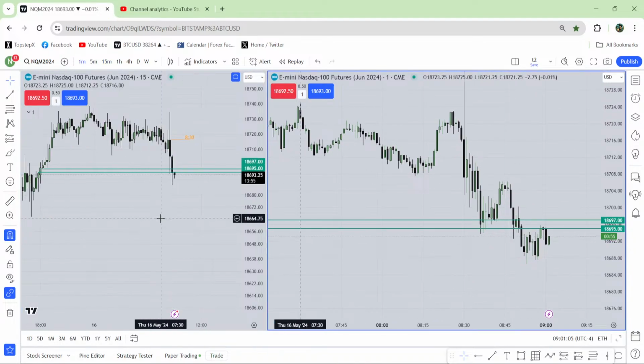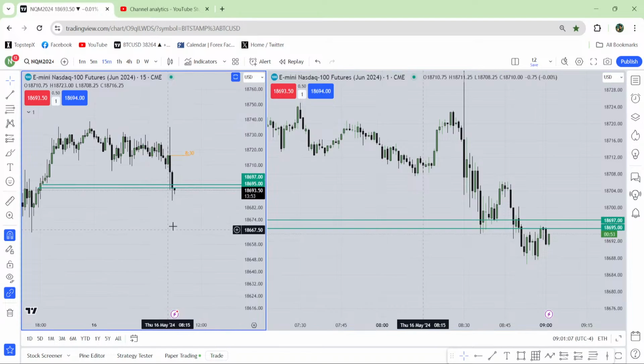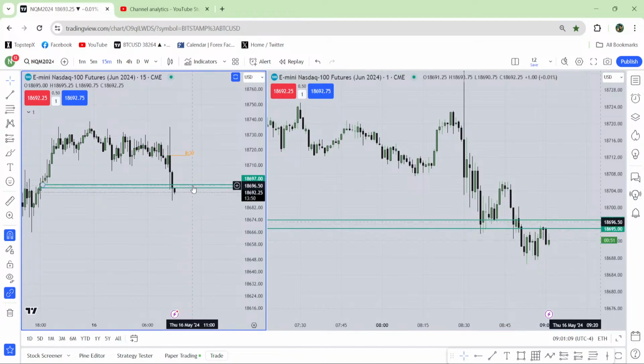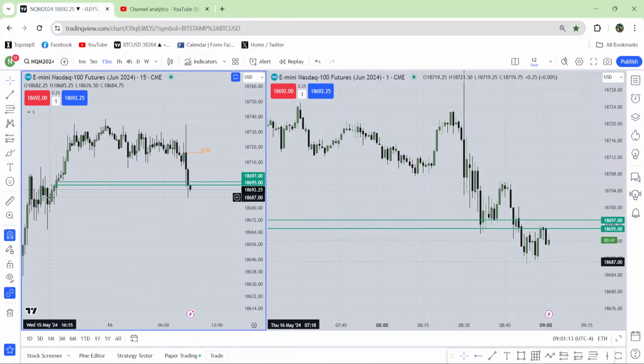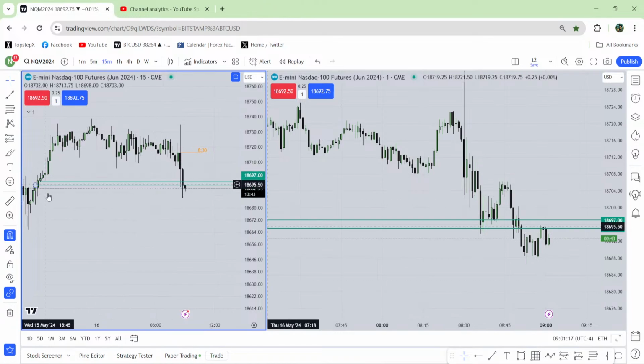So far I'm bullish, as I tweeted. I'm watching this parabolic gap, this 15-minute parabolic gap, these two green lines. You can see this is a very small 15-minute parabolic gap. I'm just watching that parabolic gap.